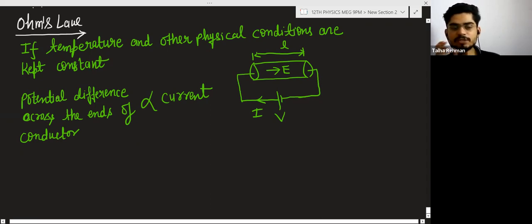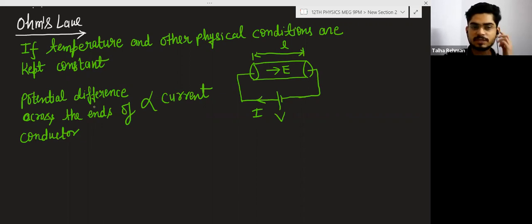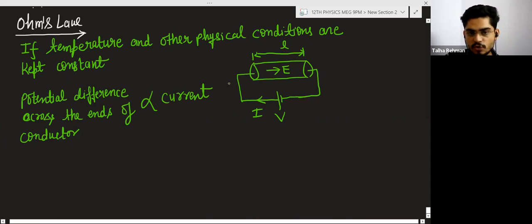But you cannot say always that potential difference is directly proportional to current. You can say it only if the temperature and the other physical conditions like length, area, and the number density of electrons remain the same. Then you can say the potential difference across the ends of the conductor is directly proportional to current. This is the statement of Ohm's law. This is not Ohm's law by itself; this whole is Ohm's law. You have to include this statement also along with this.